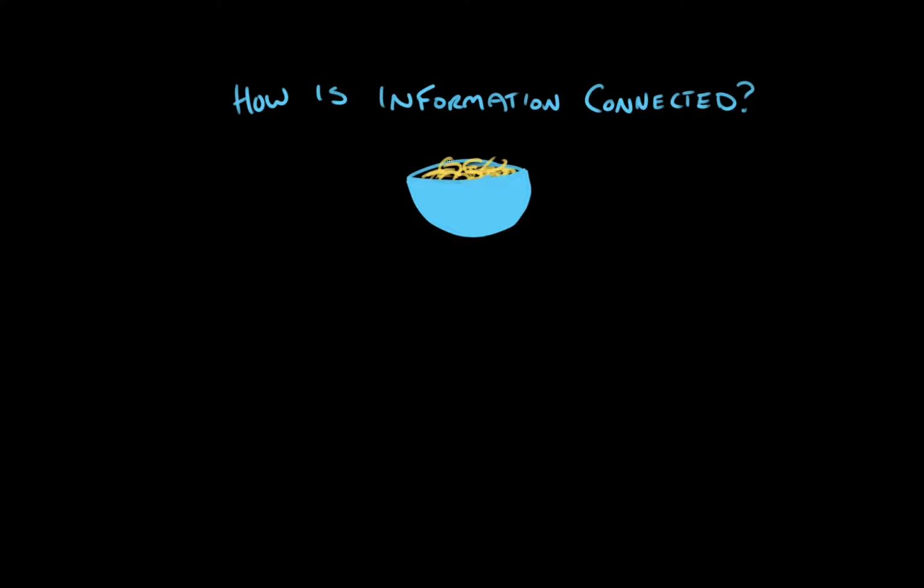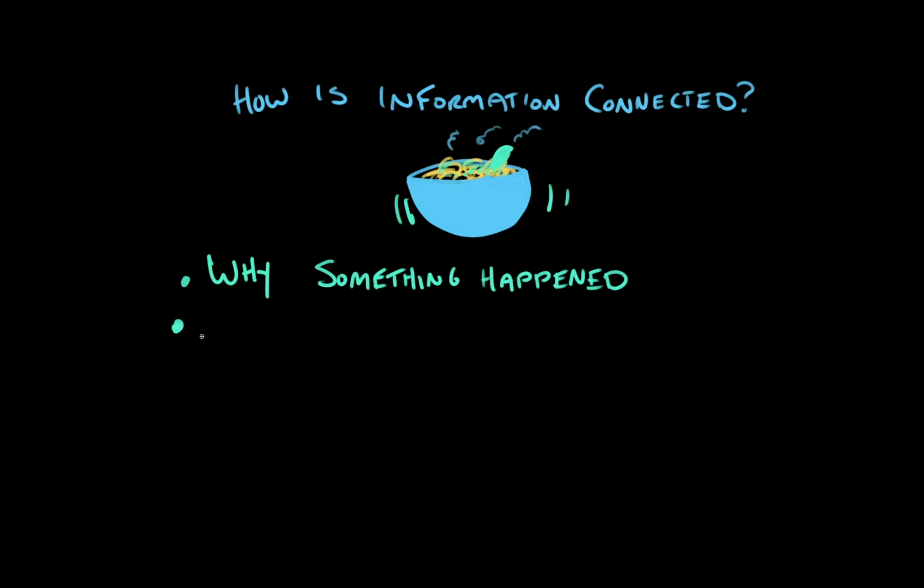Let's put a little sauce on those noodles, maybe a little bit of pesto. Just a little bit of green, a little bit of basil. Here's a basil leaf. So, using this bowl of pasta as an example. In a piece of nonfiction, we can learn why something happened. We can learn why the pasta was made. Maybe I was hungry.